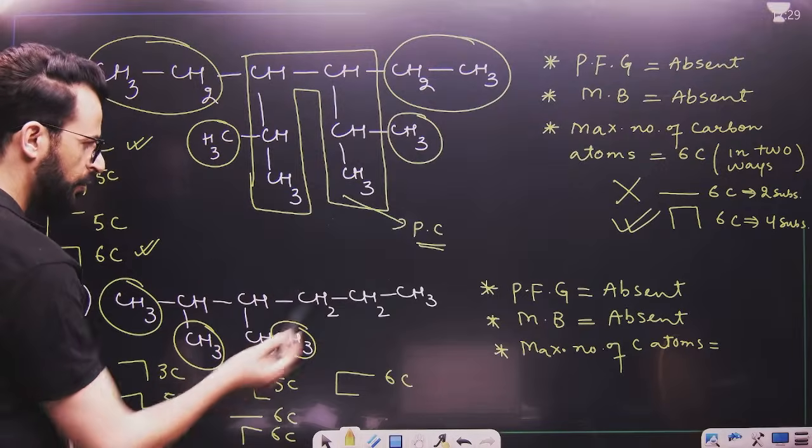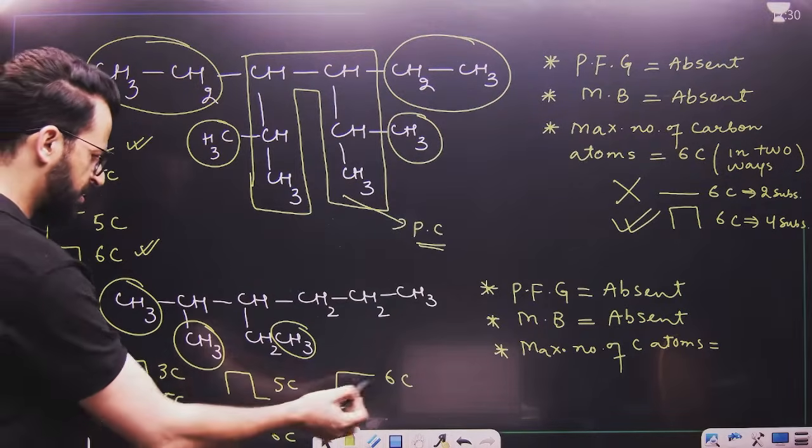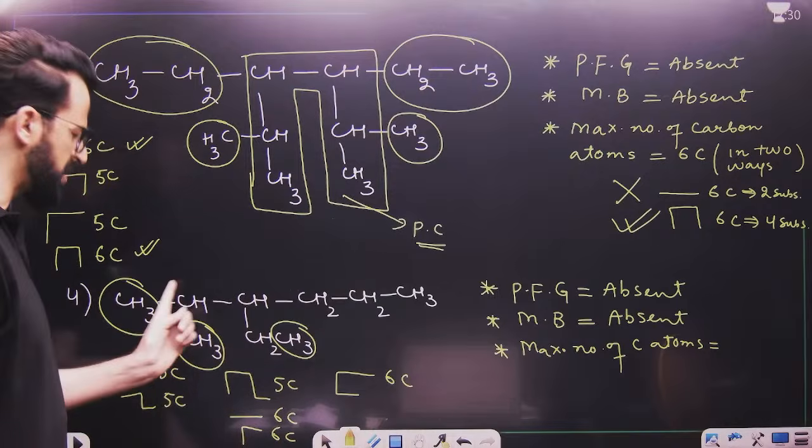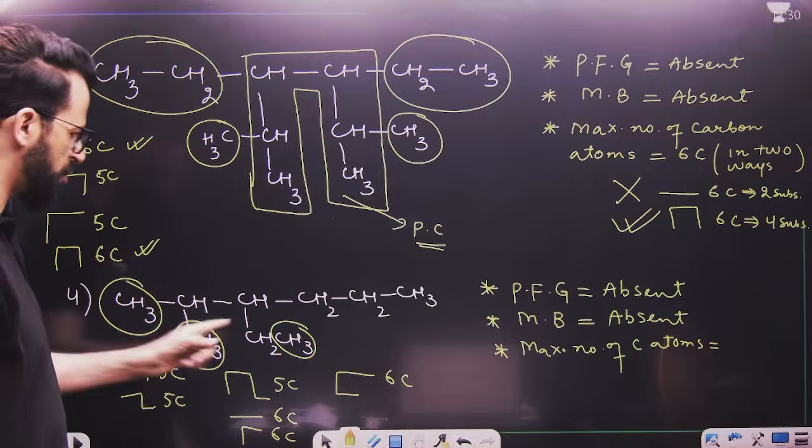Straight line. 1, 2, 3, 4, 5, 6. This one. So 6 carbon, 6 carbon, 6 carbon. So this and this is one and the same. These are the same because this is having, say, one substituent and another substituent.